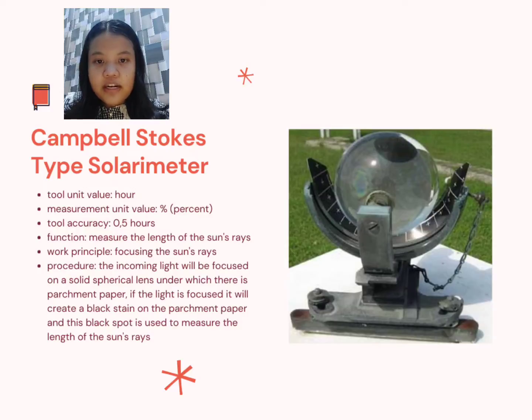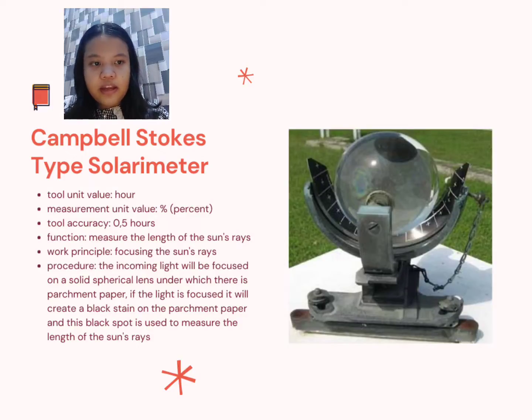Number 1 of solar radiation tools is the Campbell-Stokes type solarimeter. Tool unit value is hour, measurement unit value is percent, tool accuracy is 0.5 hours. Function is to measure the length of the sun's rays. Work principle is focusing the sun's rays.